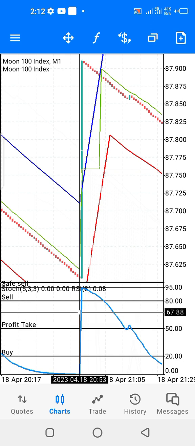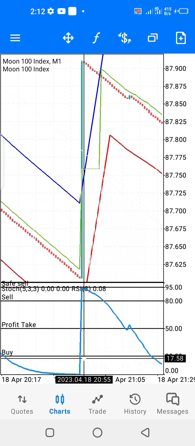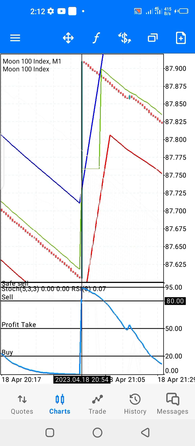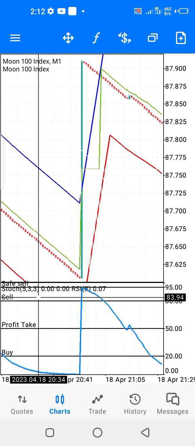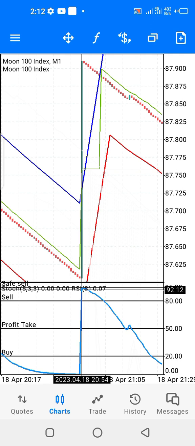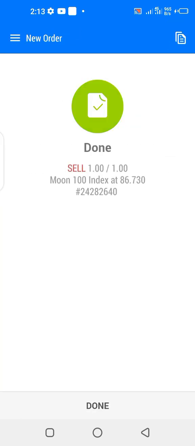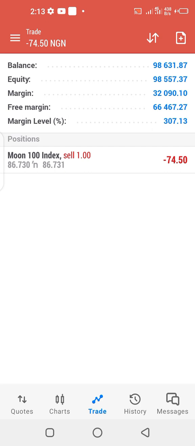Anytime you see this blue line, it always goes up in a twinkle of an eye. It goes up very fast. Once this blue line crosses this 80 points, this 80 points is called the sell region. Once it crosses this sell region, it is safe to sell. It is safe to sell.